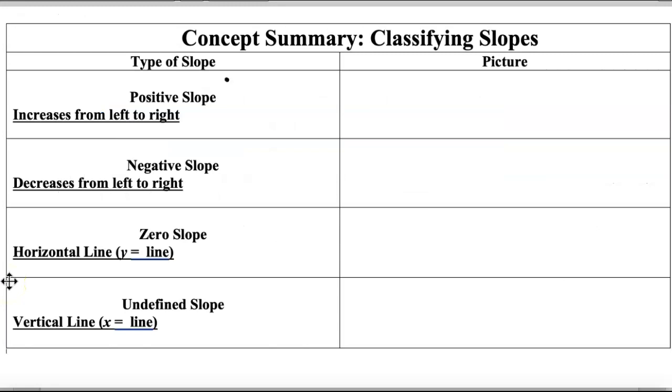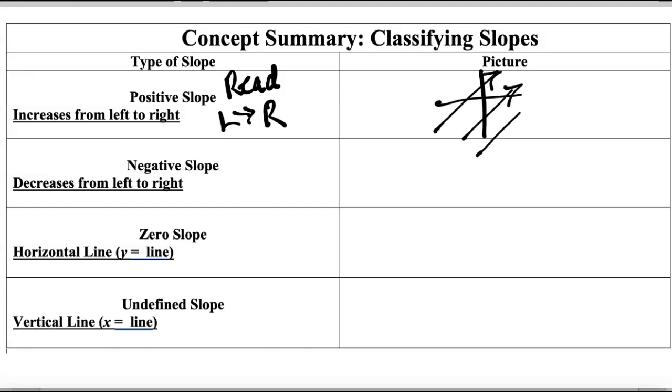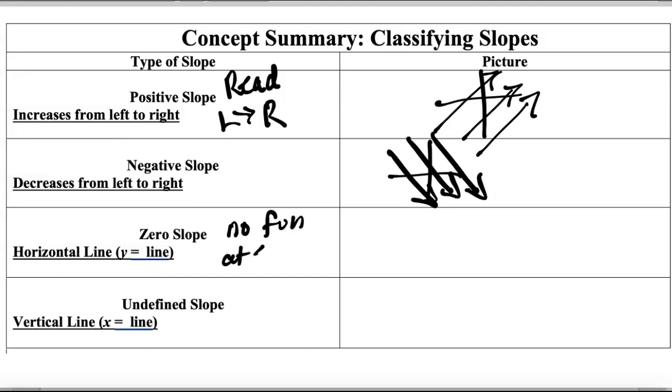All right, so how we read a graph. Just like we read in English, we read from the left to the right. So you have to look at where is the graph on the left-hand side. A positive slope will always be slanted upward like this. Negative slope will do the opposite. It's going to start and go down. So these are all negative slopes.